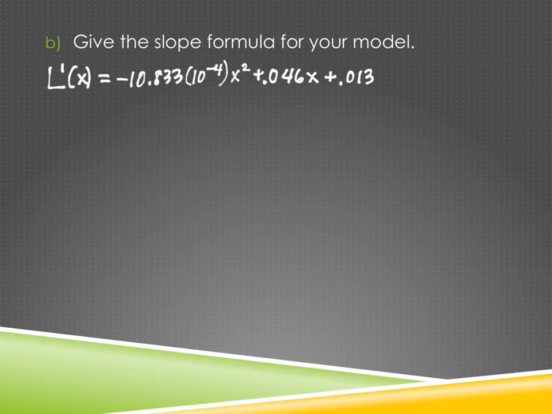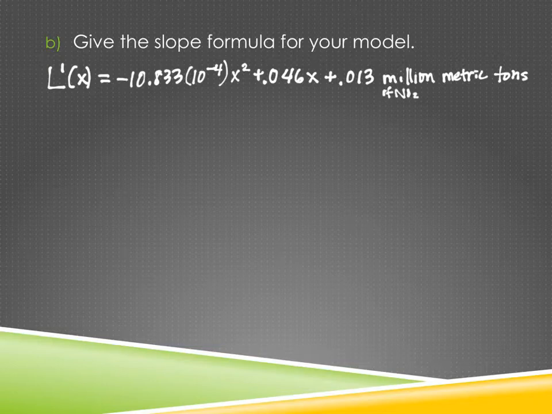Units. What are the units for the output on this particular problem? Million metric tons per year. Good. Million metric tons. If you want to say of NO2, you can. And it is per year.